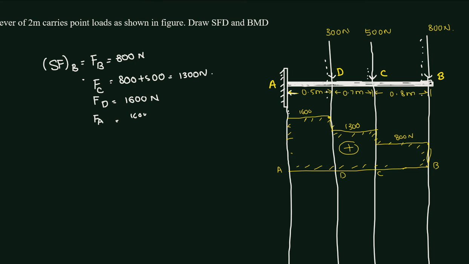So we need to calculate now the bending moments. So now bending moments, just a minute. Now bending moments. So let us come again from right to left. Now I'll say bending moment at B. So we have load at B. Okay, how much? 800 Newton. But there is no distance.